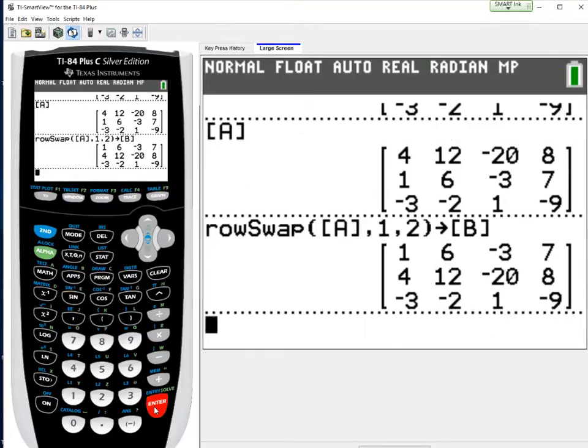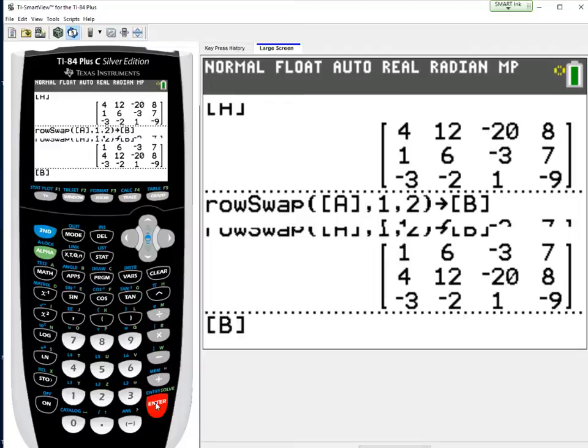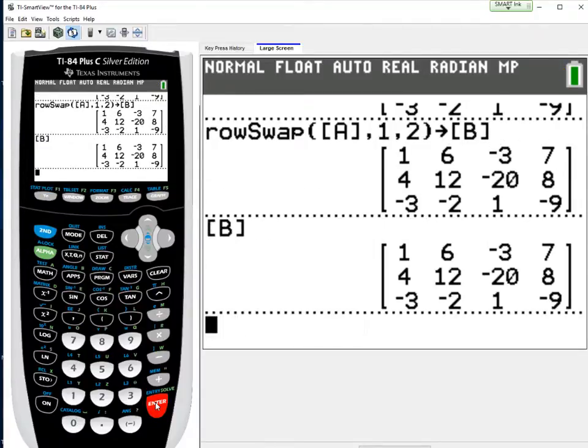And now if I recall matrix B, see how it's stored now? It'll give me that same matrix with my row operation. So you'll have to do that. Now again, you can overwrite the last matrix you had, but you have to put that store button piece on there, okay? Simple enough? All right.